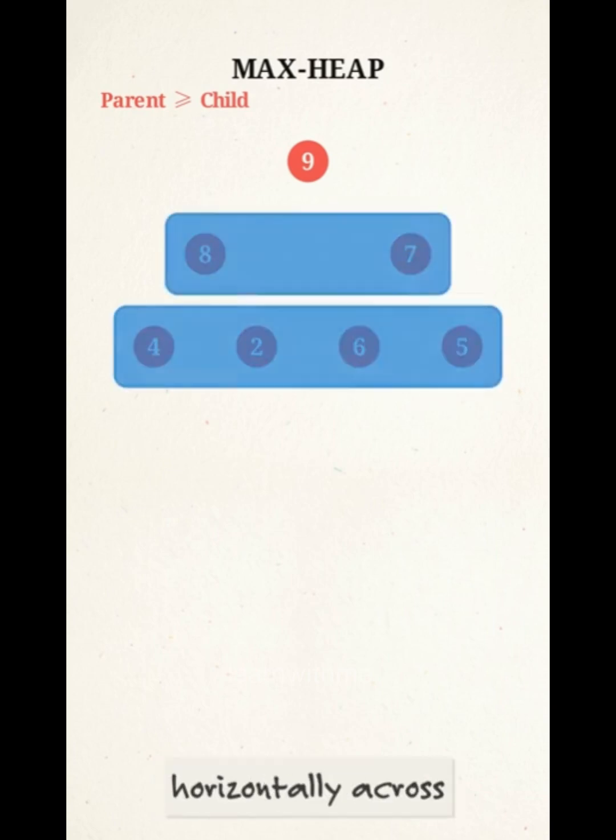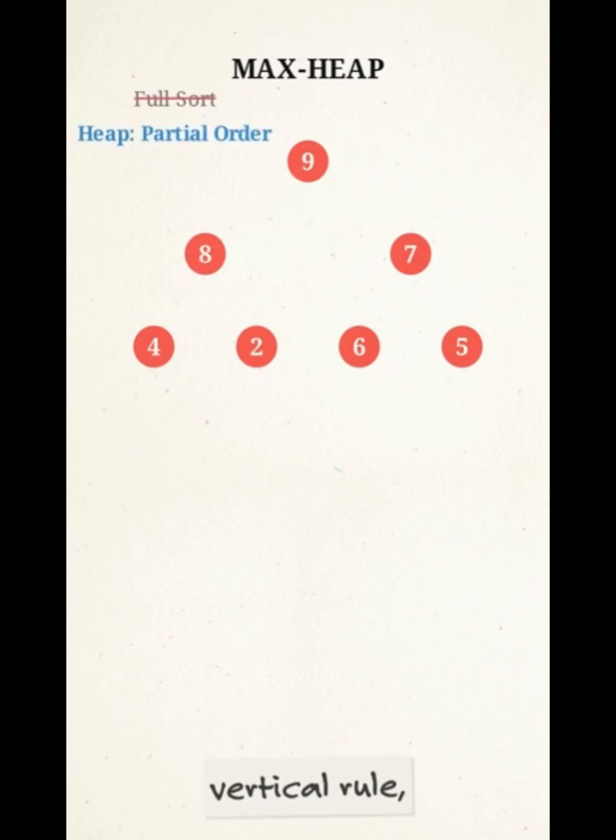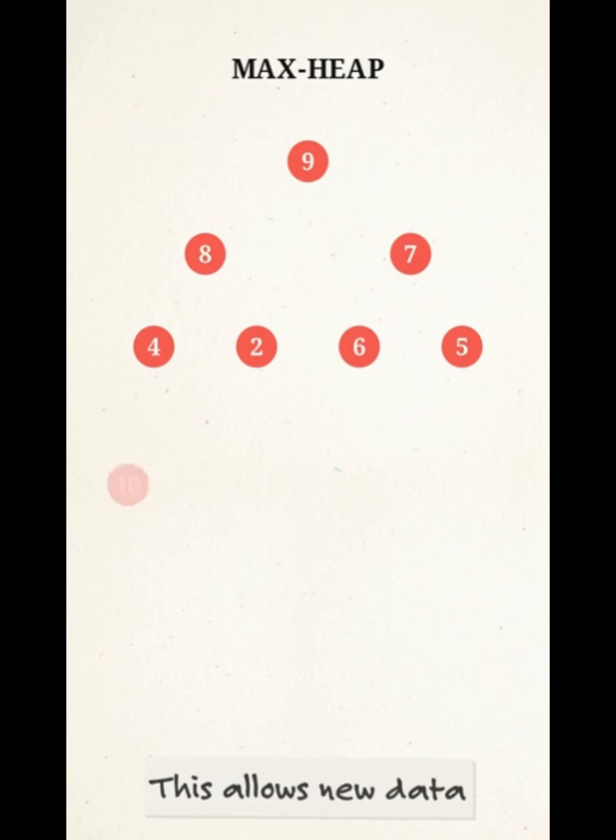But look horizontally across the siblings. They have absolutely no order relative to each other. From left to right, the rows look completely chaotic. And that messiness is the heap's true superpower. By only enforcing that weak vertical rule, it skips the heavy cost of full sorting. This allows new data to enter in a fraction of the time.